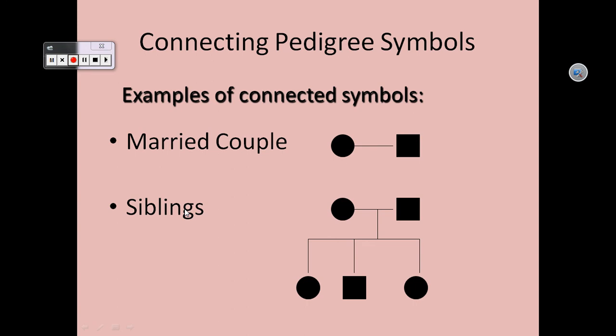Alright, another example. Remember, a married couple is a horizontal line, so this would be husband-wife. Siblings are represented by these vertical lines, so this is husband and wife, and then this couple has had 3 children, 2 girls and 1 male. Make sure you've copied these in your notes.